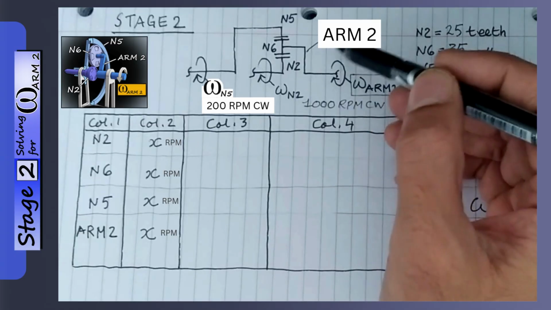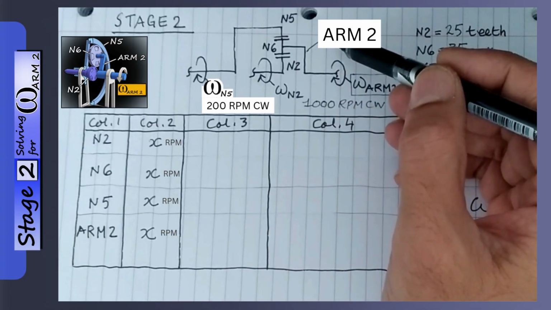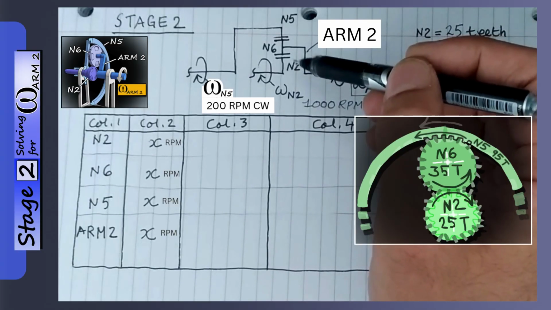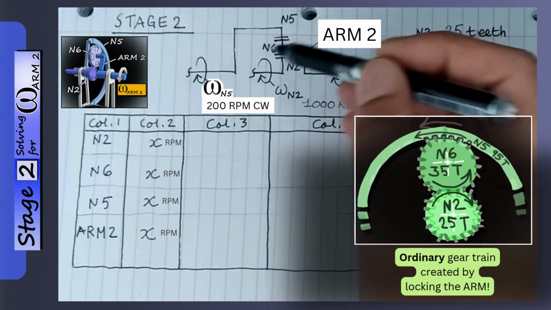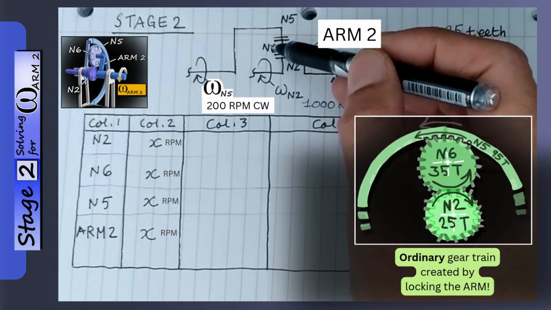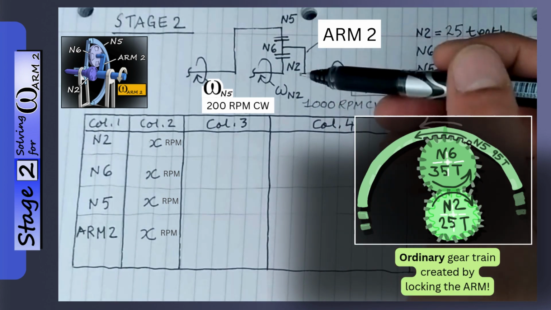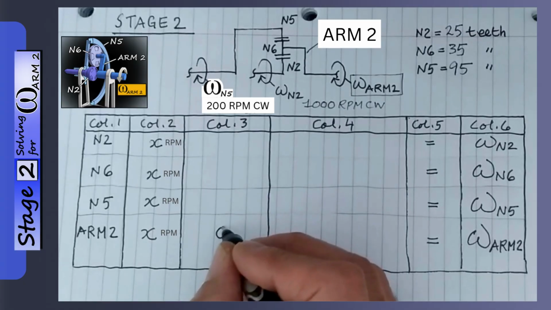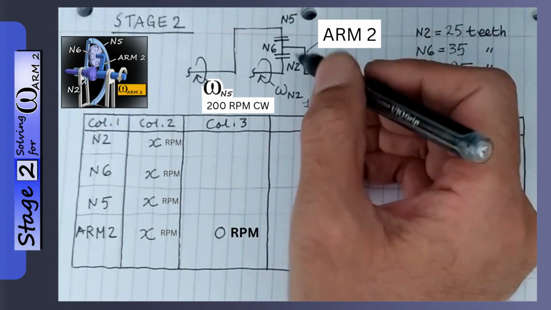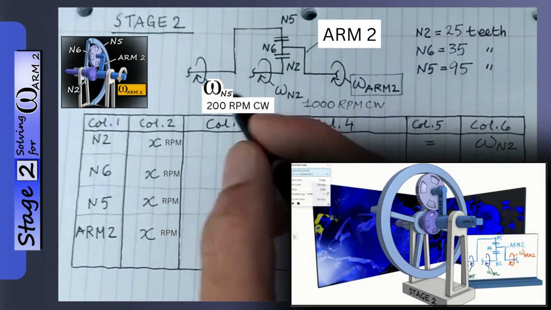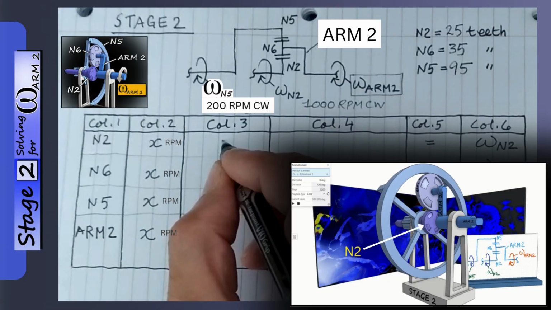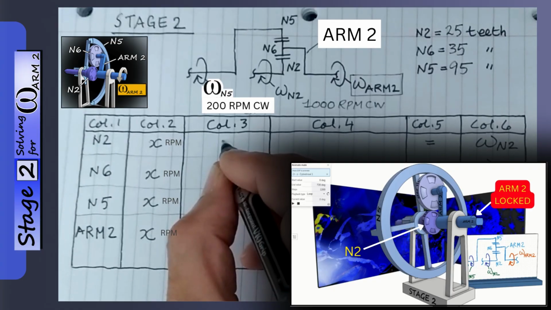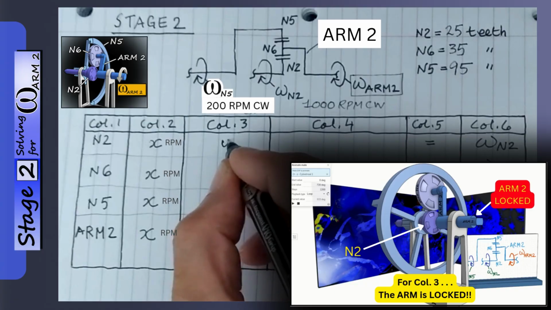We do that by locking the arm. Once we do that, we are left with a simple ordinary gear train with just 3 gears: N2 driving N6, and N6 in turn drives N5. So first thing we do is we put a 0 for arm 2. Next, we give N2 an unknown number of rotations per minute, or whatever the units are. So let's say we give it y RPM.